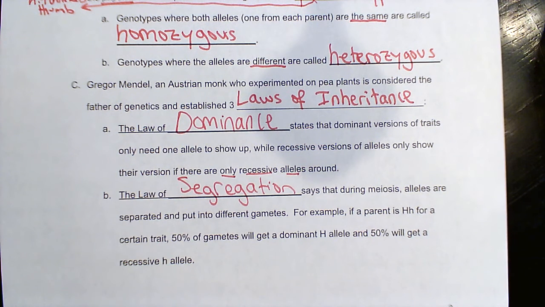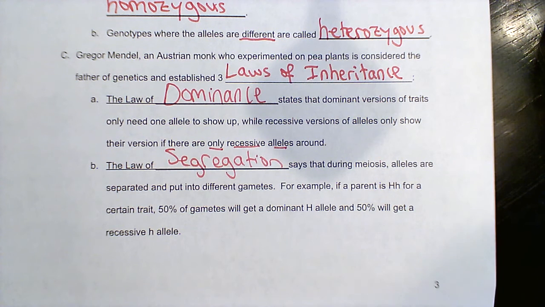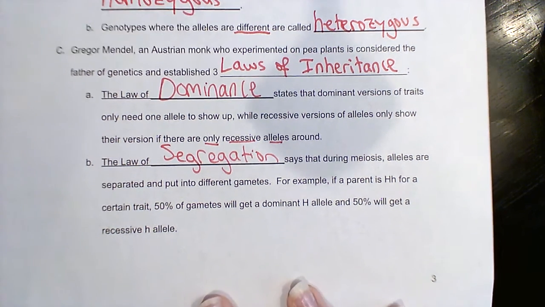Okay, so segregation means to separate, to keep separate from each other. So this says during meiosis, alleles are separated and put into different gametes. So we talked about meiosis till we were blue in the face.